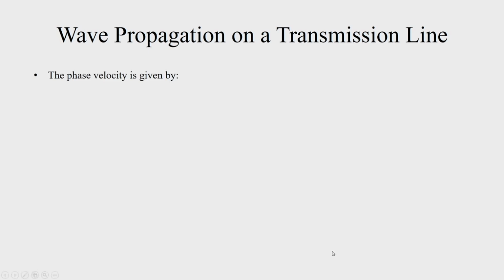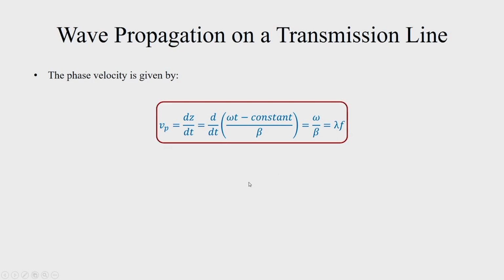The phase velocity of the wave is given by omega by beta, and this is equal to lambda, the wavelength of the wave, into frequency f, and also the wavelength on the line is given by 2 pi by beta, which we see from this relation.